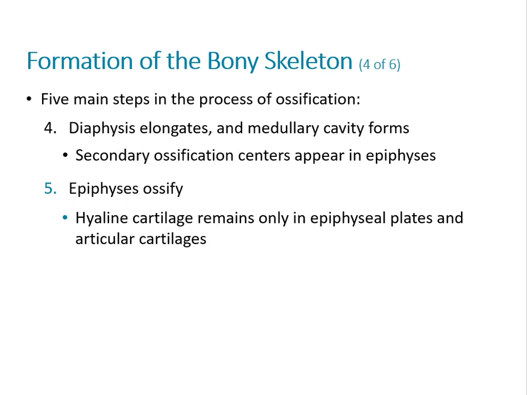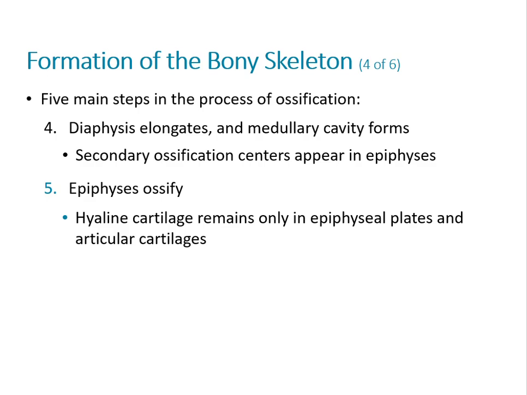As the bone is made, the diaphysis elongates, the medullary cavity of long bones forms, and we even get sometimes secondary ossification centers that appear in one or both epiphyses. And then finally, the ends of long bones, the epiphyses, they would ossify. And the hyaline cartilage would only remain at the epiphyseal plates and articular cartilages. Epiphyseal plates are areas of bone growth, and when you stop growing, your long bones turn those epiphyseal plates into bone completely, and they become epiphyseal lines. So epiphyseal lines are just remnants of epiphyseal plates, or remnants of bone growth.